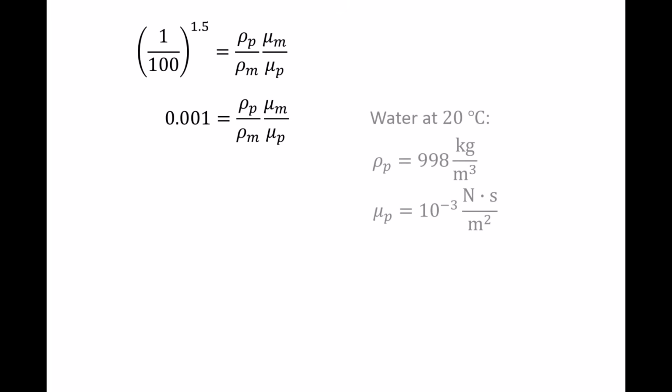If we assume the water flowing over the prototype spillway will be at 20 degrees Celsius, the fluid density in the prototype will be 998 kilograms per cubic meter, and the fluid's absolute viscosity in the prototype will be 10^-3 newton-seconds per meter squared. This means we will need to use a liquid in the modeling study with a density ρm and absolute viscosity μm, such that the right side of the equation will equal 0.001.